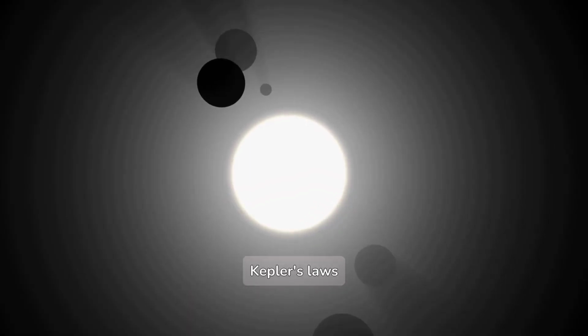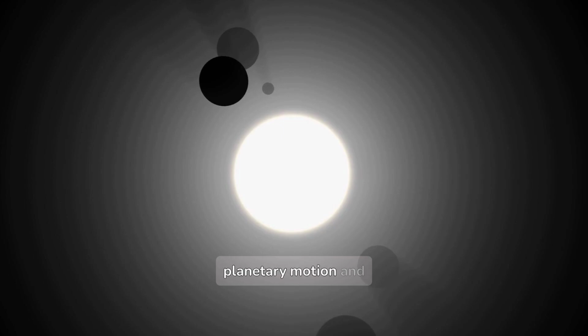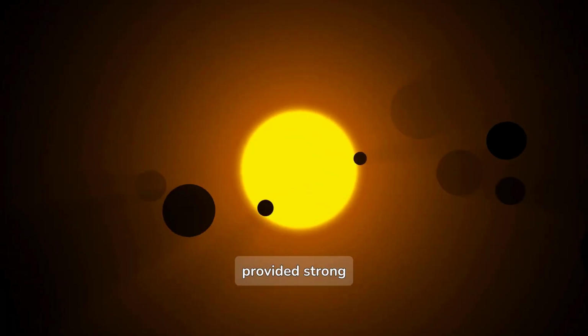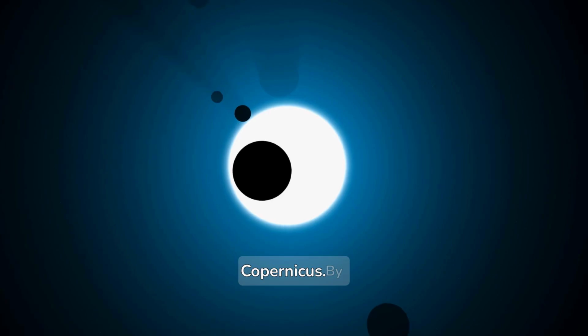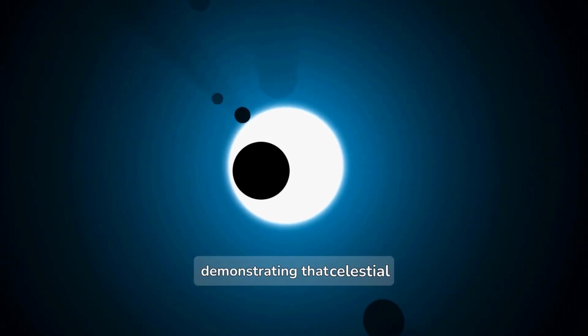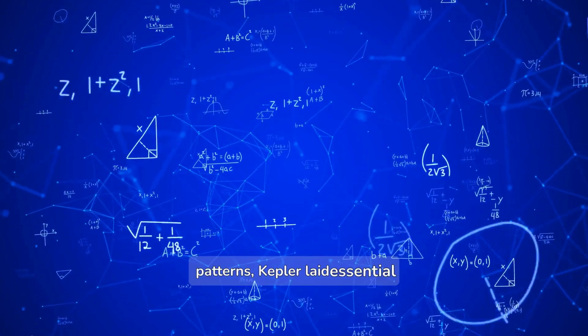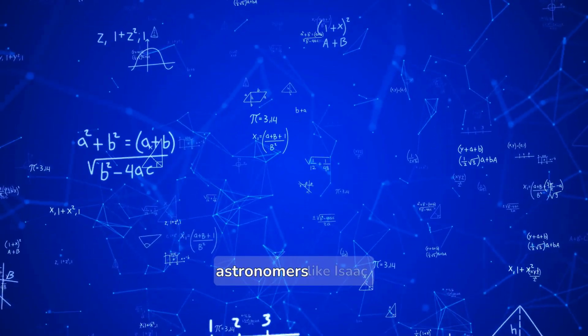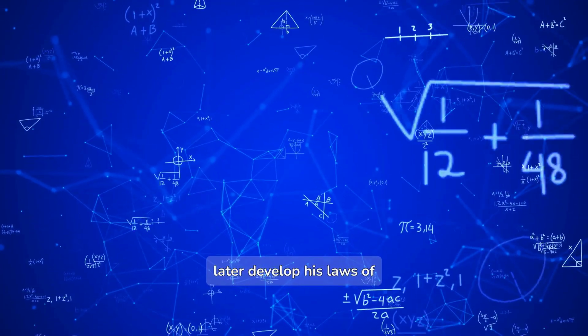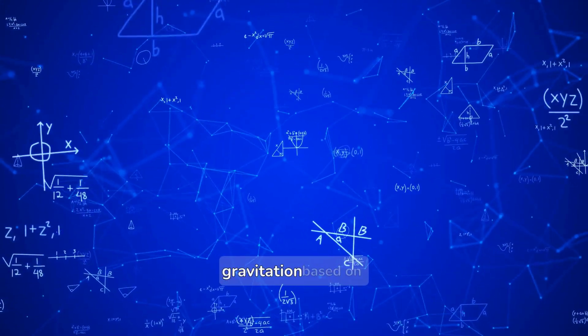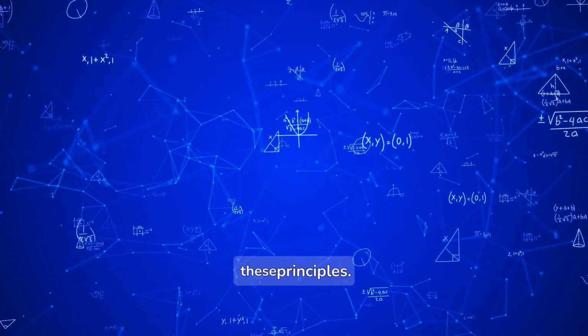Kepler's laws revolutionized our understanding of planetary motion and provided strong support for the heliocentric model proposed by Copernicus. By demonstrating that celestial bodies follow predictable mathematical patterns, Kepler laid essential groundwork for future astronomers like Isaac Newton, who would later develop his laws of motion and universal gravitation based on these principles.